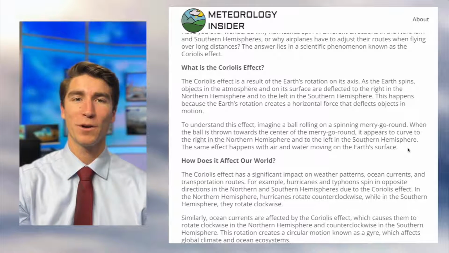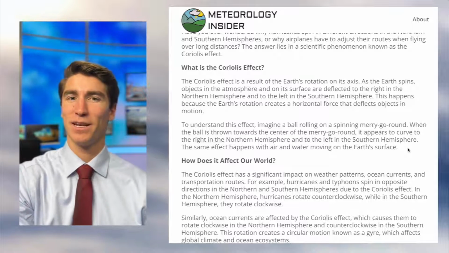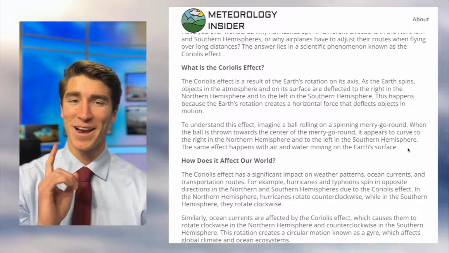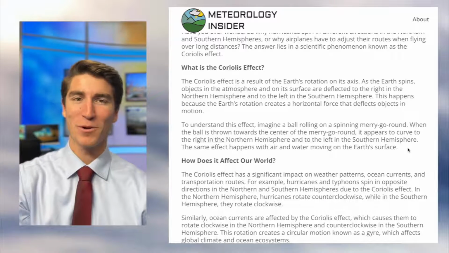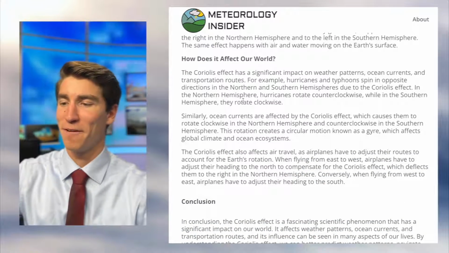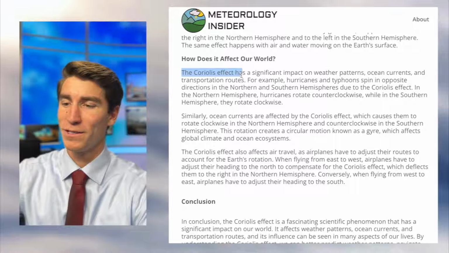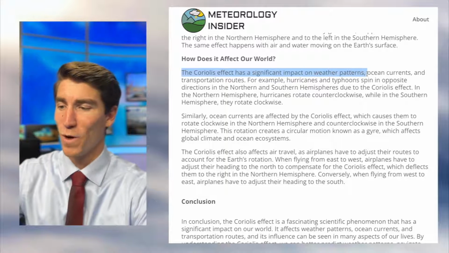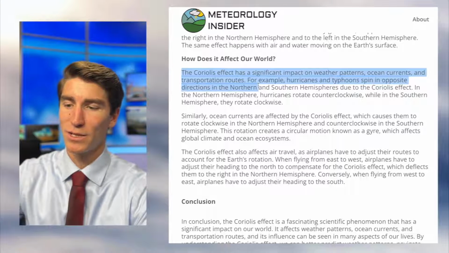So if you roll that ball to your friend now, it's going to look like it's spinning to the left. But it's not actually curving to the left. The people are moving. So just continuing here, how does it affect our world? The Coriolis effect has a significant impact on weather patterns, ocean currents, and transportation routes.